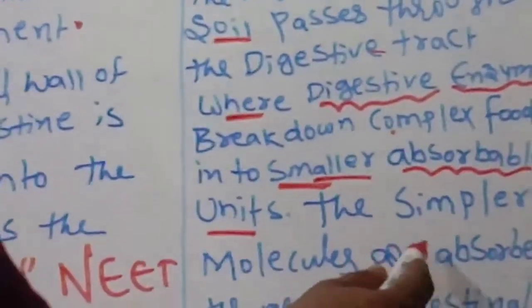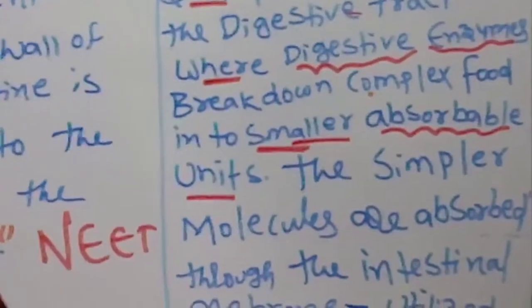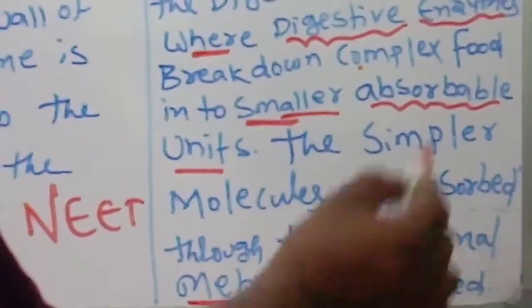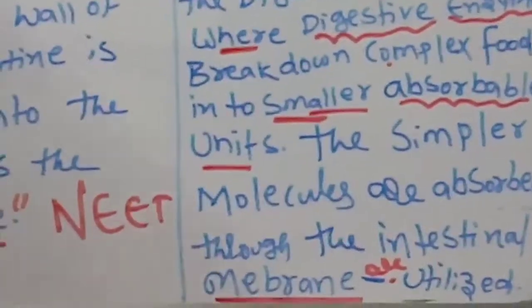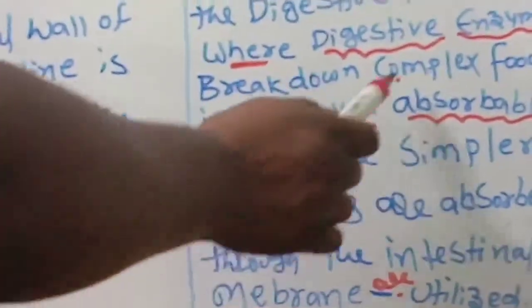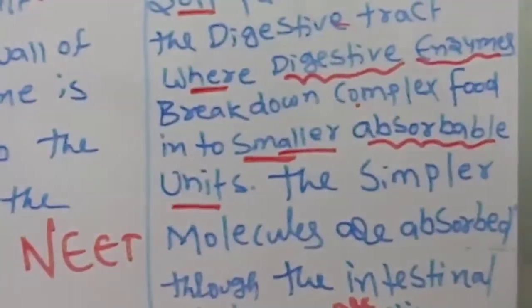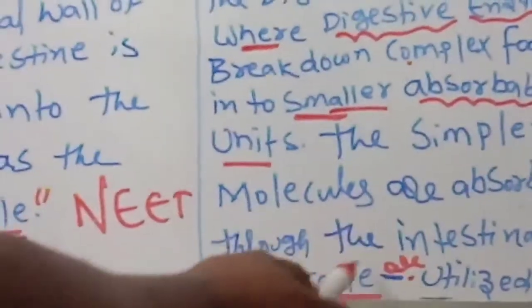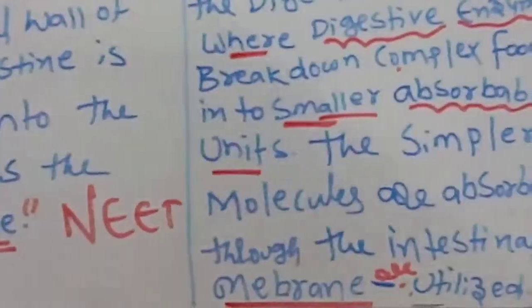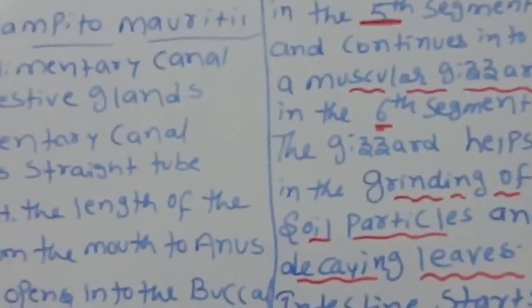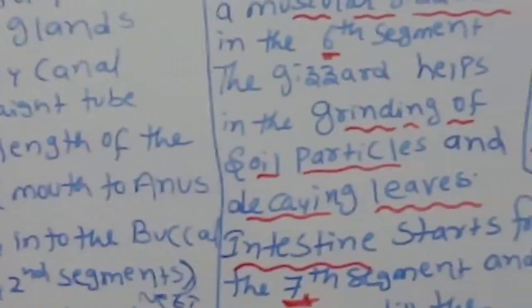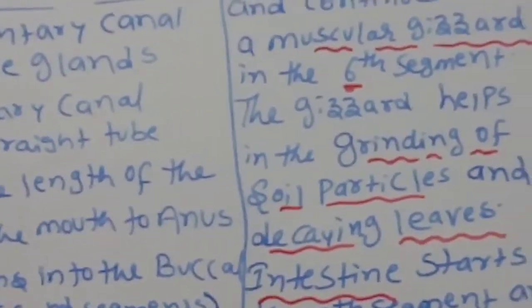The simple molecules are absorbed through intestinal membranes or utilized. Understanding or not? So the digestive enzymes break down the complex food into smaller absorbable units. The simpler molecules are absorbed through intestine membrane or utilized. Okay, children, like that, the digestive system concepts are there. Okay, next one, what will be there?